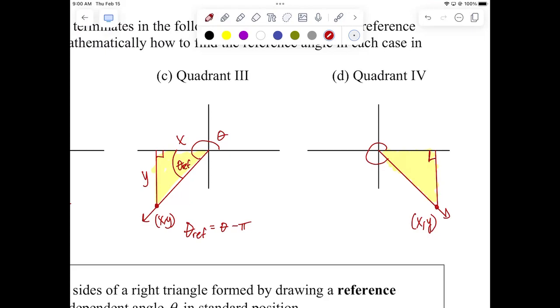There's your right angle. Here's x and here's y. And let's see, theta is the angle that gets us all the way around. And of course, theta ref is just this one right here. How do I find theta ref now in radians? 2 pi minus theta. Very good. Now I'm stopping theta ref short of a full rotation, which is 2 pi. 2 pi is all the way around.